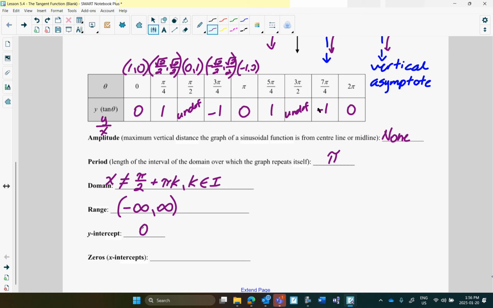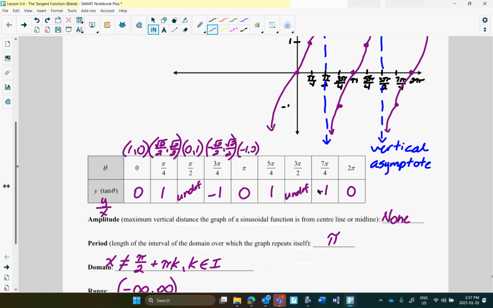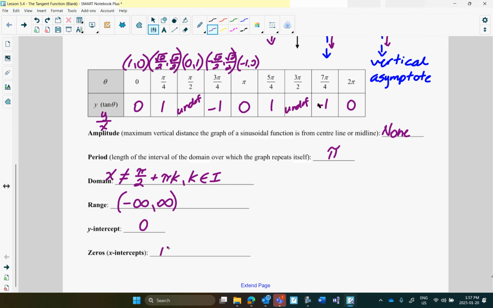Zeros are occurring every pi. So it's 0 pi, 1 pi, 2 pi, and 3 pi, and 4 pi. If we went the other way, it'd be negative 1 pi, negative 2 pi, negative 3 pi. So how do I write plus 1, plus 2, plus 3, plus negative 1, plus negative 2? I write K, where K is an integer. So the zeros are going to be pi, that's 1, plus every pi K, 1, 2, 3, negative 1, negative 2, negative 3, where K is an integer.